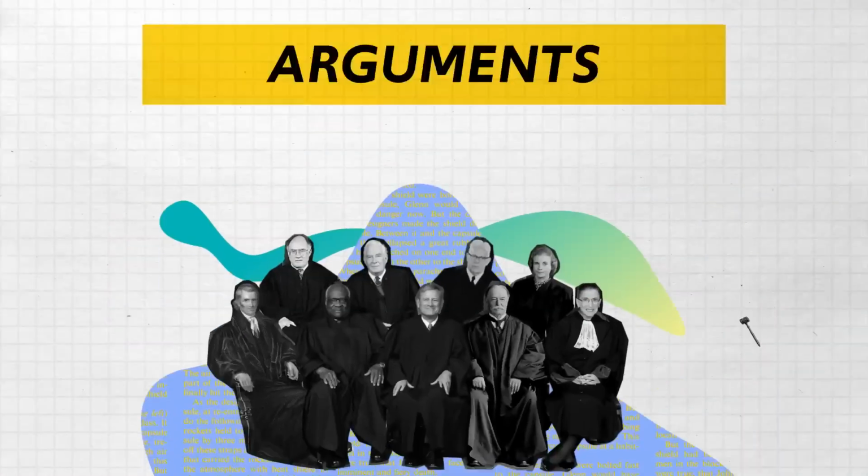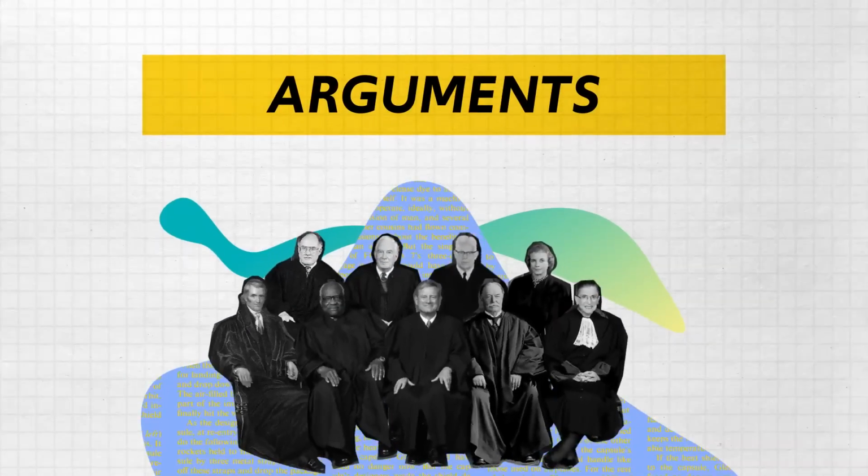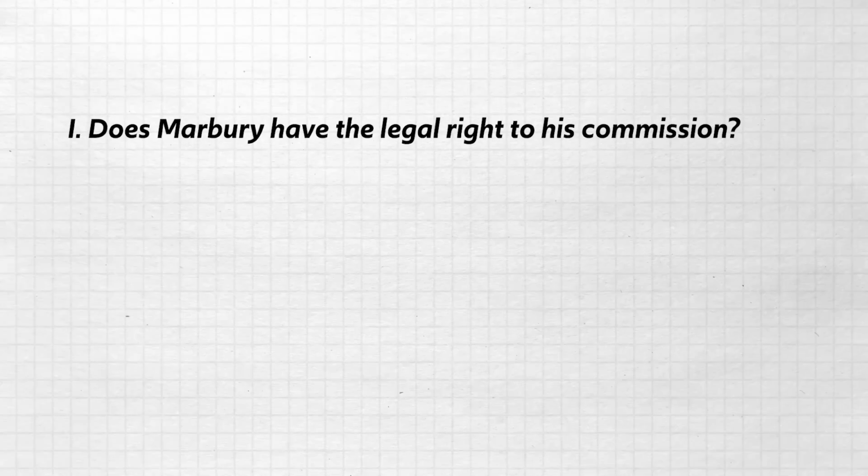So, as the case came before the Supreme Court, Chief Justice John Marshall distilled the essence of it into three questions. Number one, does Marbury have the legal right to his commission?